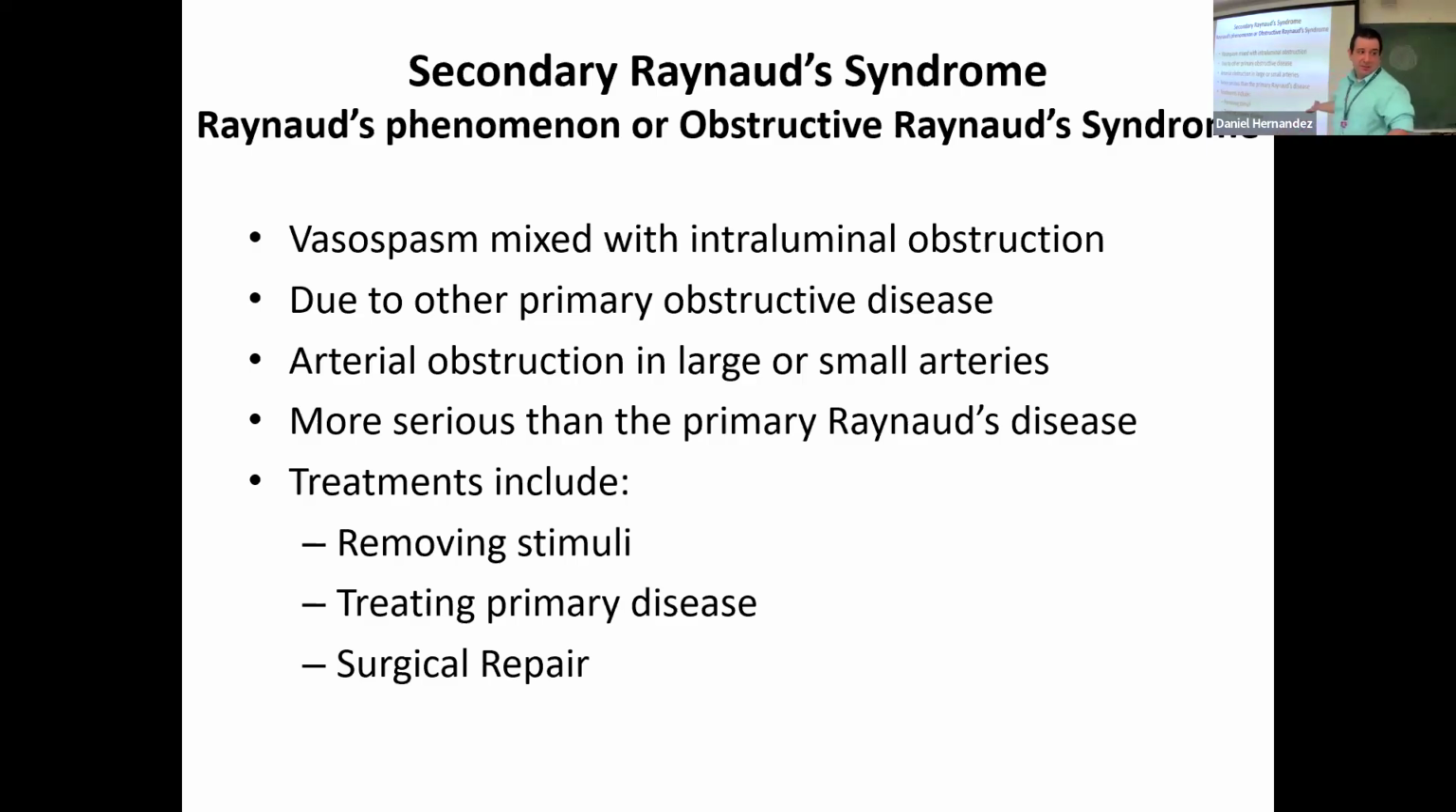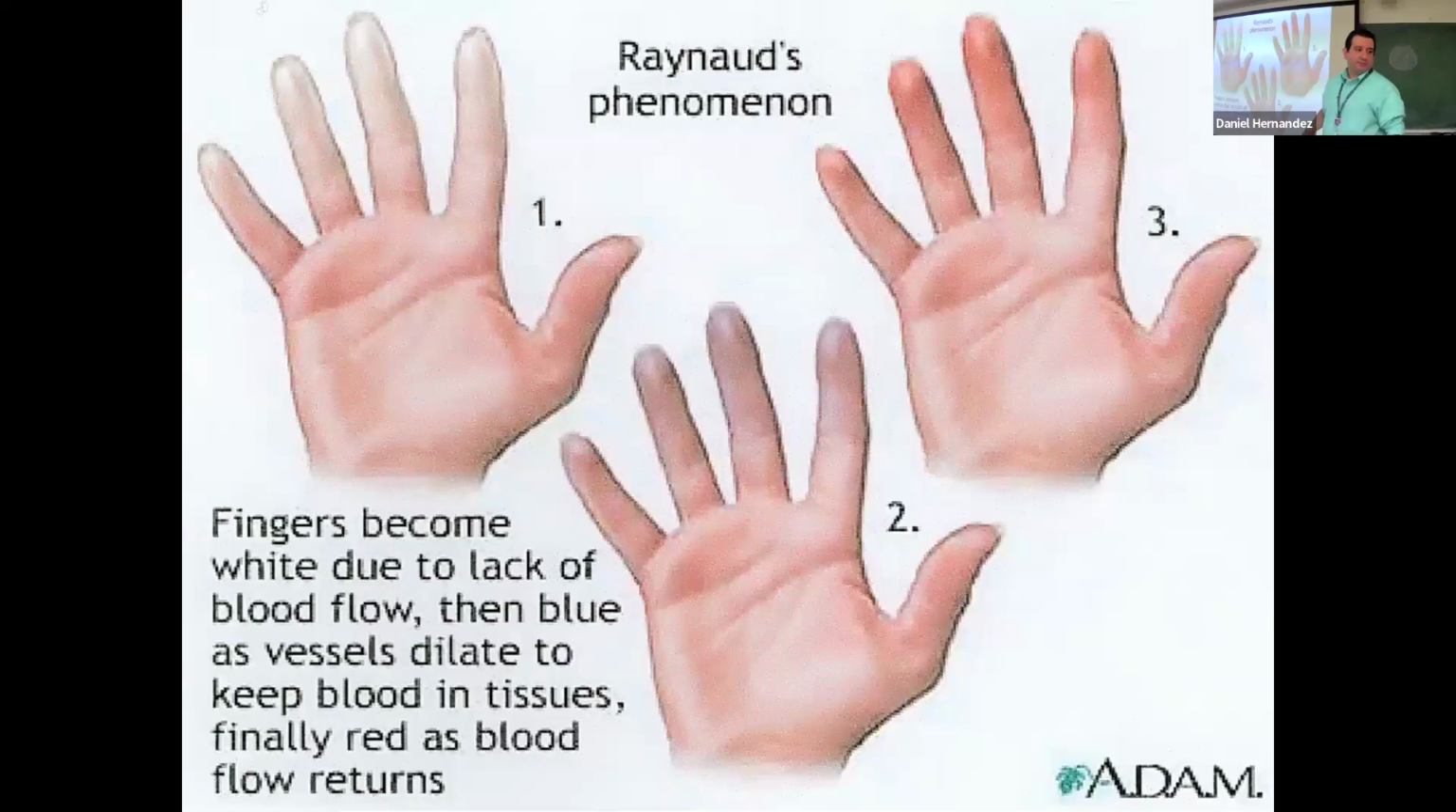So again, treatments for this now include, same thing with Raynaud's disease, removing the stress or the stimuli. So whether that's cold or stress, trying to treat that primary disease. So if we know it's some sort of atherosclerotic plaque or narrowing, we can try and correct that area of narrowing. So it might involve surgical repair of that. We're just kind of showing the steps in progression, as the hands change color.